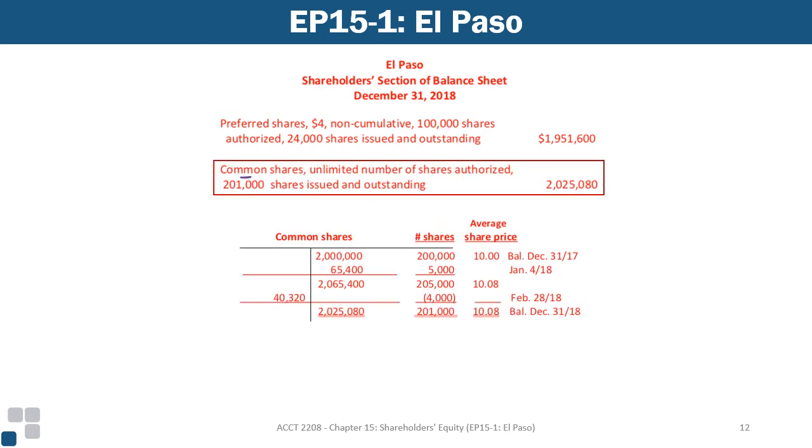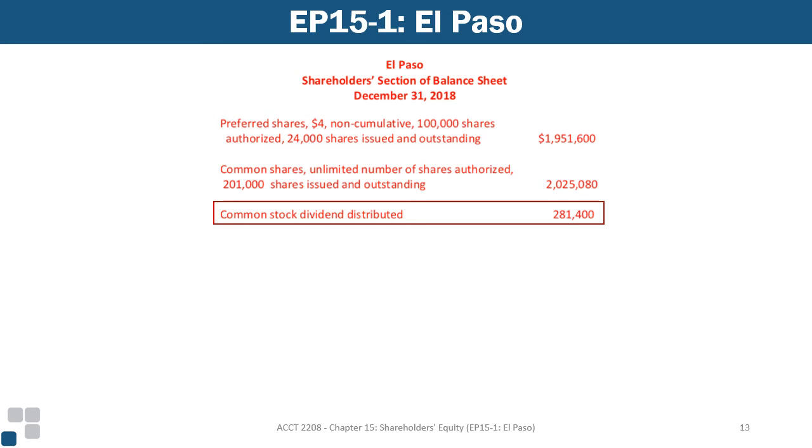Next is common shares. There are unlimited shares authorized and now 201,000 shares outstanding. And the value is $2,025,080, and that's calculated by following a T account. As suggested at the beginning, we started the year with $2 million worth of common shares, issued 5,000 at $65,400, repurchased 4,000 for $40,320, leaving an ending balance of $2,025,080 and 201,000 shares. And if we wanted to know what the average share price would be, it's $10.08.